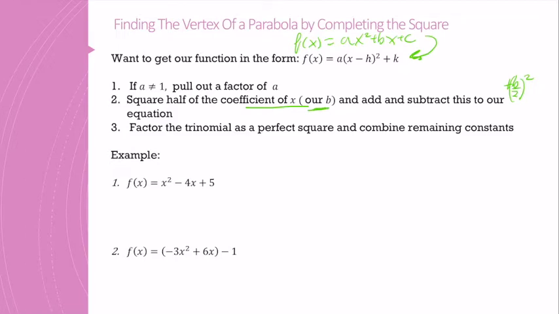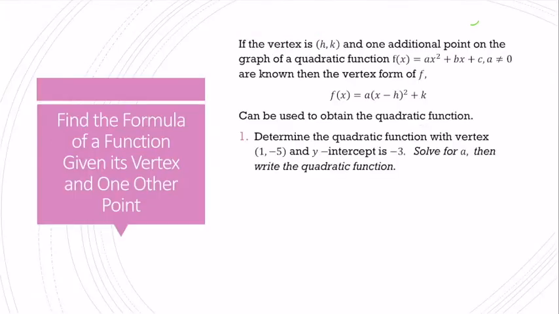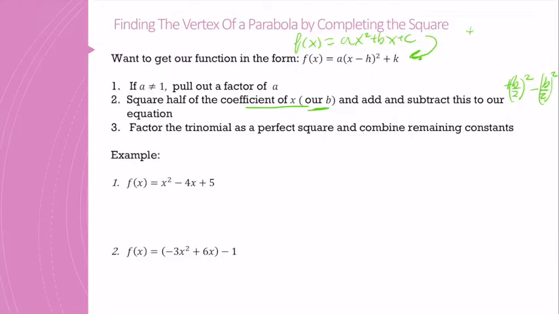We're adding and subtracting it because if I add 2 and I take away 2, what did I really do? I added 0, so I had no real effect on our equation. I didn't do anything. Then we need to factor this trinomial as a perfect square and combine our remaining constants.